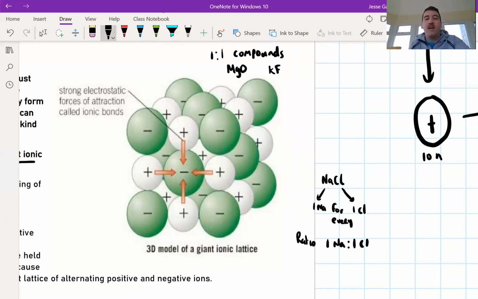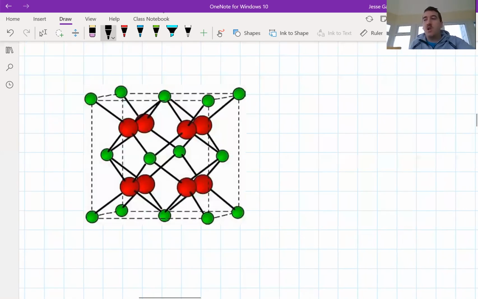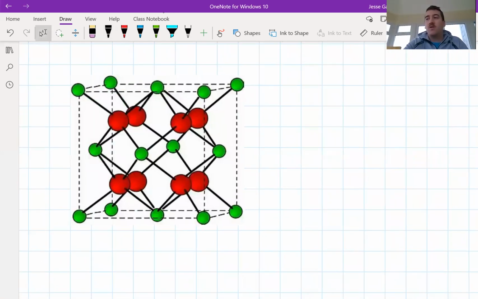Now, again, you don't really need to know the different types of crystals, but I'm just showing you, for example, what happens if it's not a one-to-one giant ionic crystal lattice. Well, let's take a look at this one, for example. Again, this is just for your information. It's not something you need to be able to draw or know, but it's just interesting, I think.